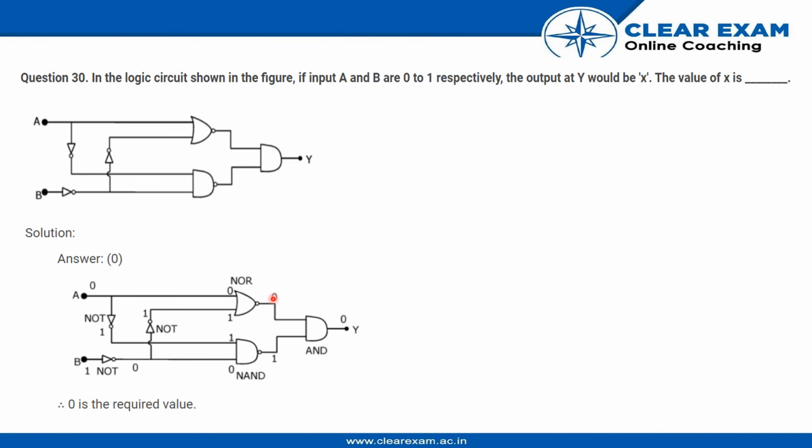So here we have 0 and 1, and then when they go through AND, it becomes 0, that is 1 and 0. Therefore the answer of Y is 0.